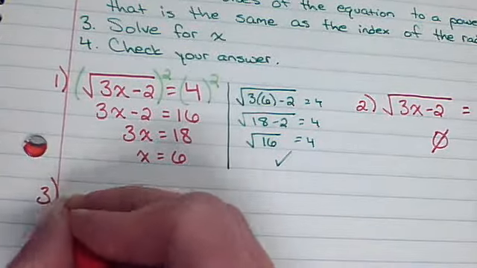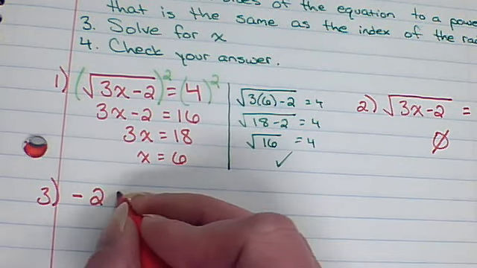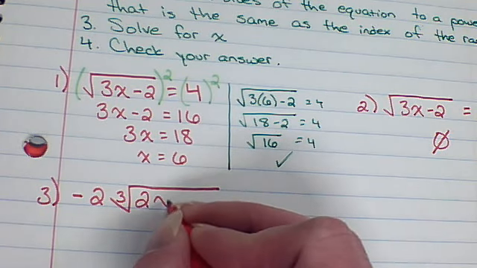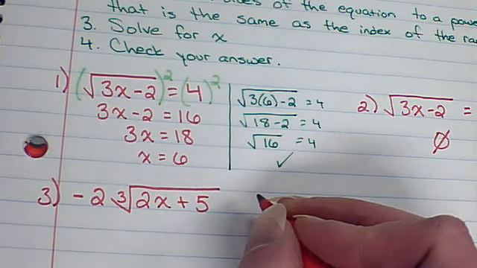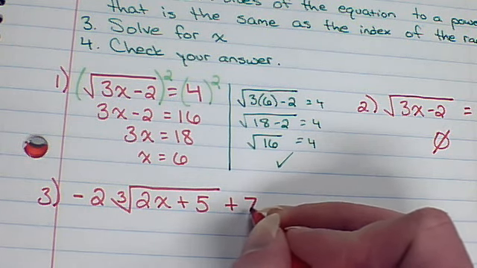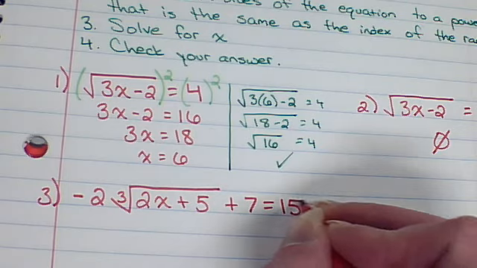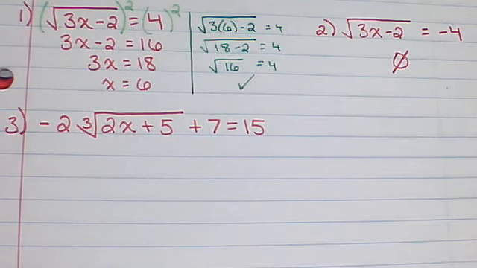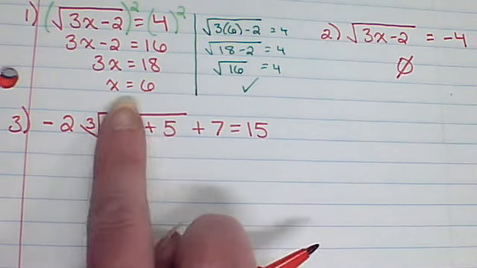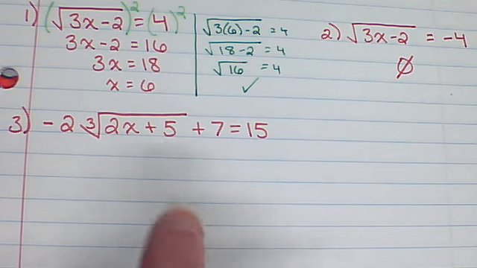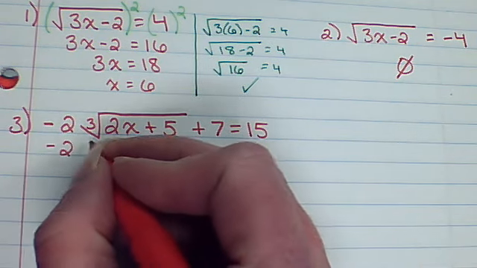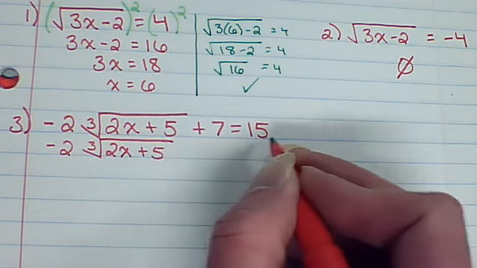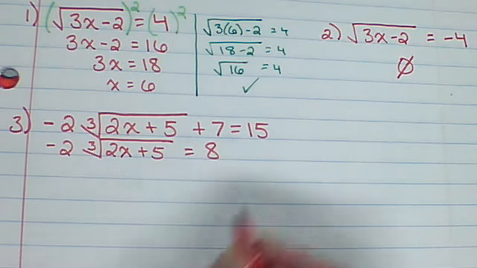Number 3. Negative 2 times the cube root of 2x plus 5 plus 7 equals 15. So now this one we're really going to have to isolate that radical first. That is going to be a very big first step. So we're going to walk through it step by step. To get this by itself, we don't want that plus 7, so let's subtract 7 from both sides. If I subtract 7 from here, it'll be gone, and subtract 7 from 15, and I get 8.